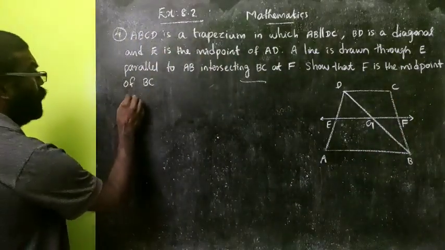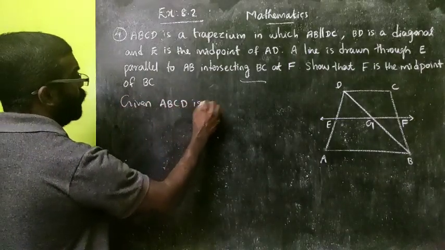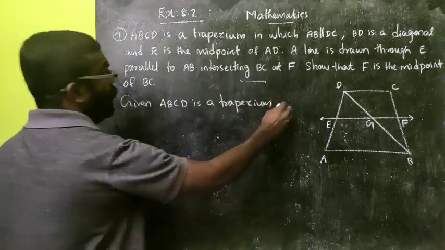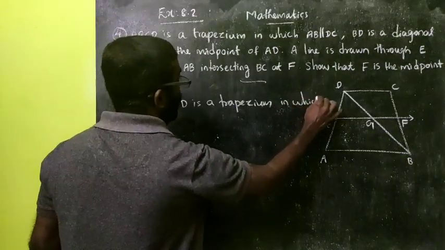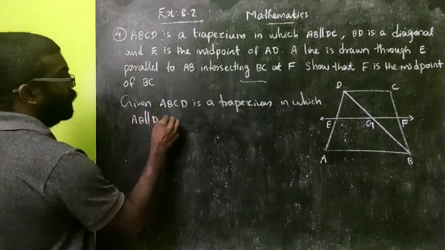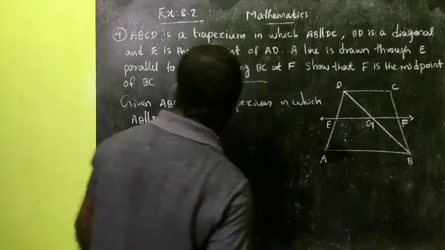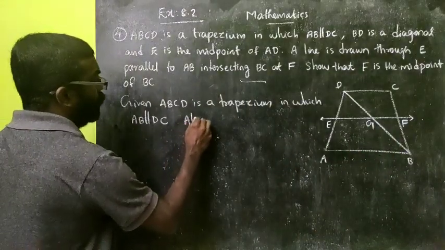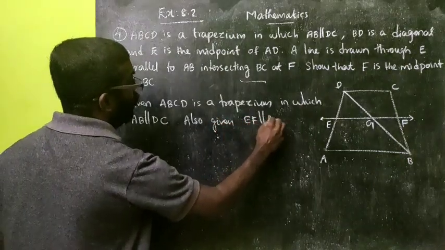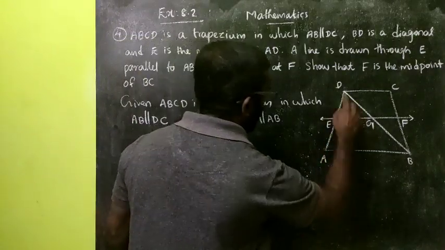Okay. So we are given a trapezium ABCD. Given ABCD is a trapezium in which the parallel sides are AB and DC. AB parallel to DC. Okay. We are also given this line is parallel to AB. Also given EF is parallel to AB. Now we can consider the triangle DAB.